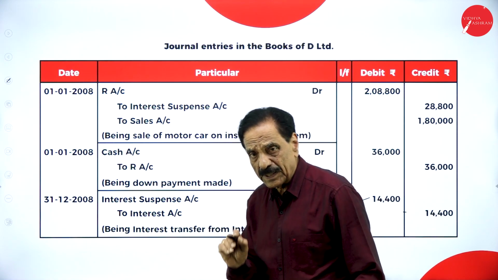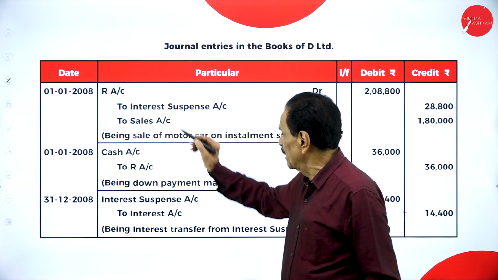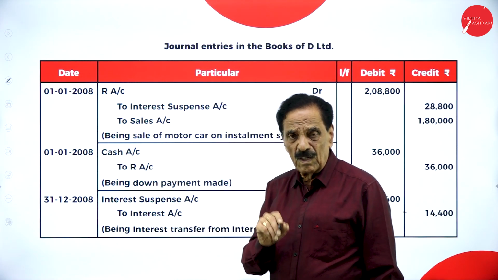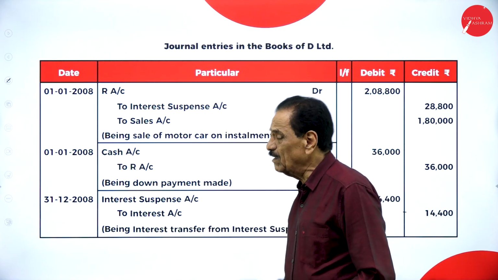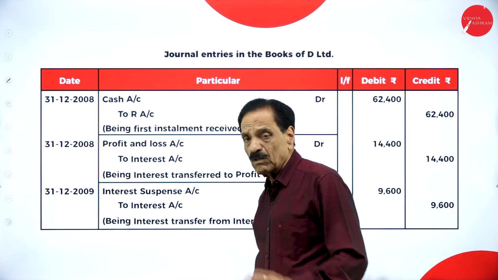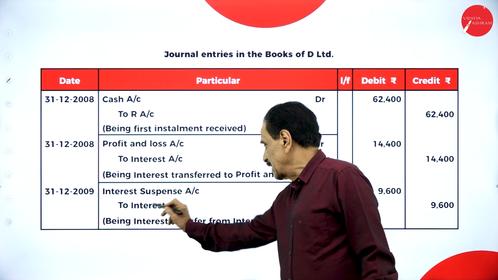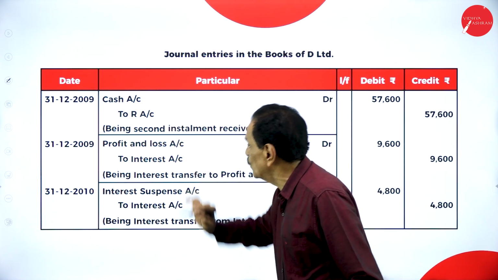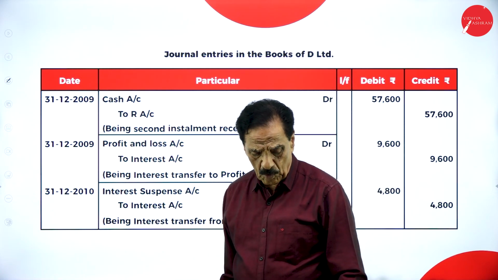So first entry: asset account debtor to sales account, to interest suspense account. To receive the down payment, cash account debtor to installment purchaser account. Then interest suspense account debtor to interest account. To receive the first installment, cash account debtor to installment purchaser account, transfer to P&L account, profit and loss account debtor to interest account. Second year, interest suspense account debtor to interest account. Then he received the second installment, cash account debtor to purchaser account, and interest will be transferred to profit and loss account. Hope you understand.